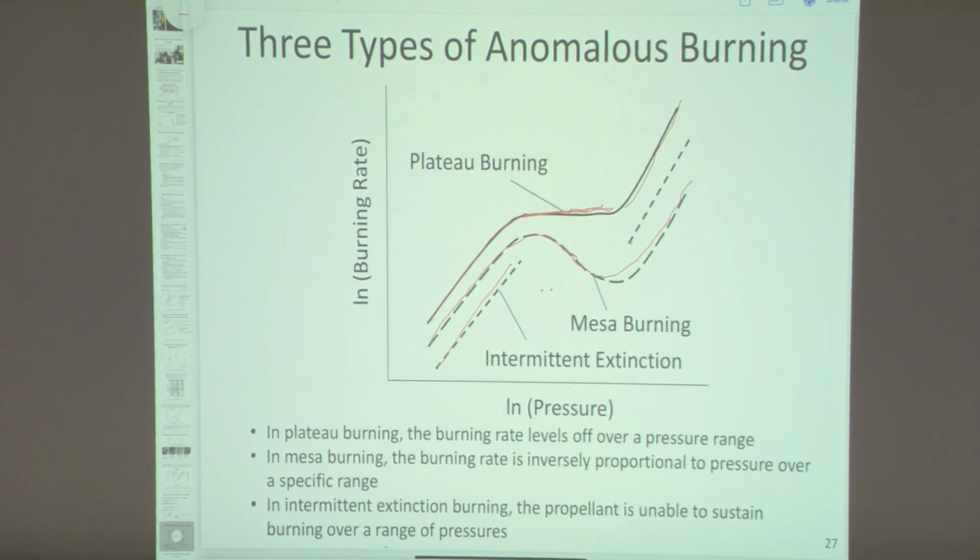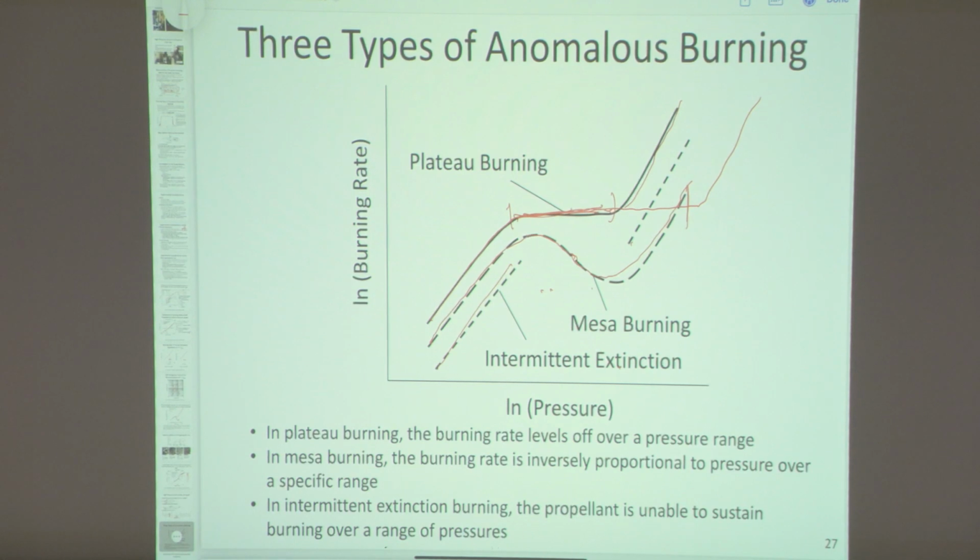Plateau burning is very favorable, because if I can run my motor in this region here, then if I have an excursion because of a pressure fluctuation, suppose all of a sudden a little crack or a void appeared at the surface that wanted to increase the pressure, then the burning rate's not going to depend on it. And one of the goals today is, can I design propellants that would extend where this last break occurs so that I can even operate at higher pressures?